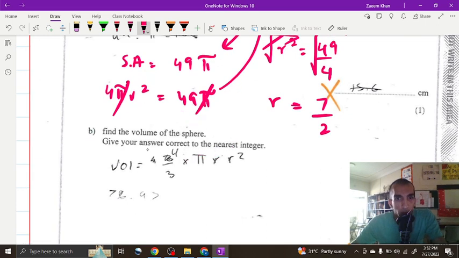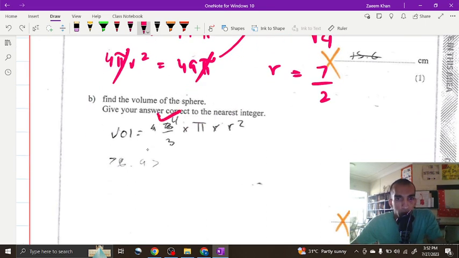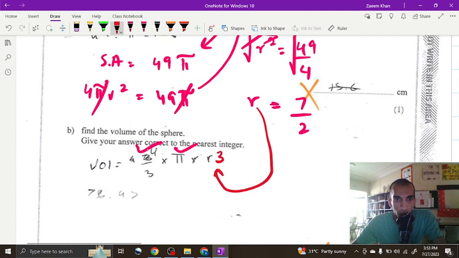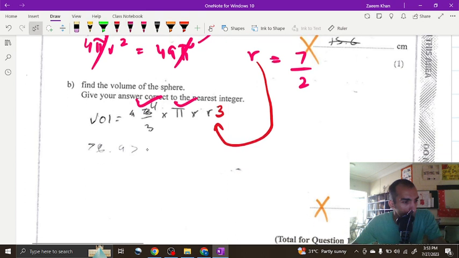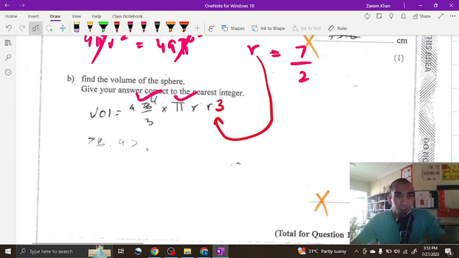Find the volume of the sphere. 4 by 3 pi r. That is wrong. What should be over here? Just r cubed. Now all you need to do is plug this in. I'm going to be skipping that part. Would you be able to do that? Think so. Let's write it.